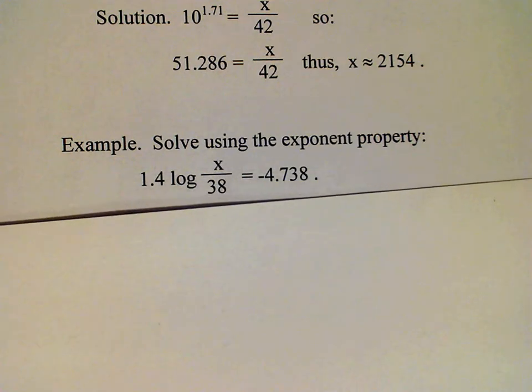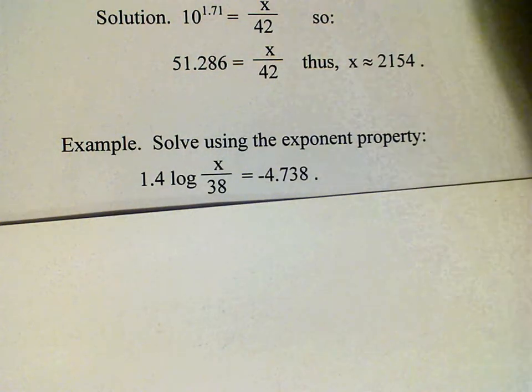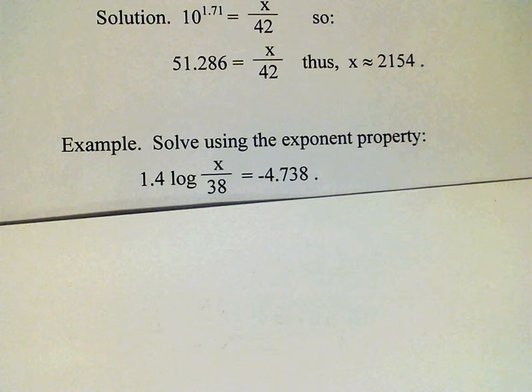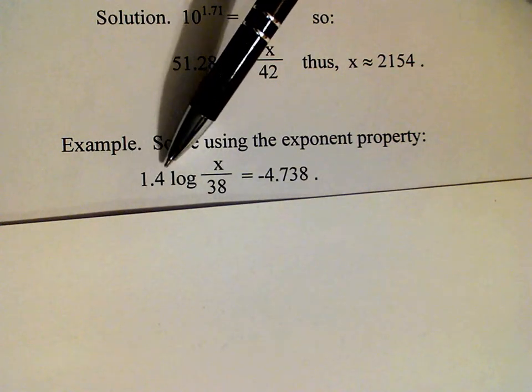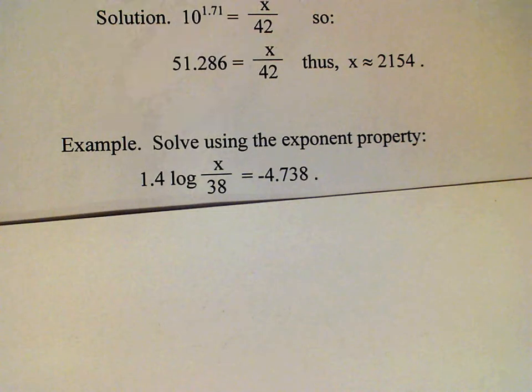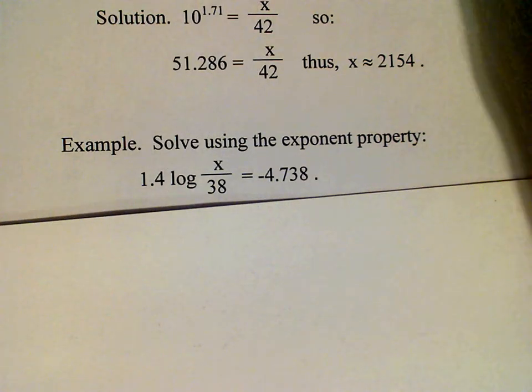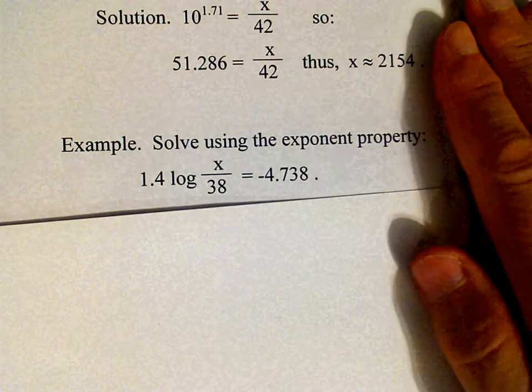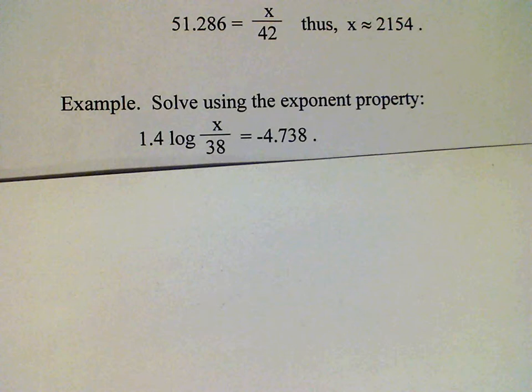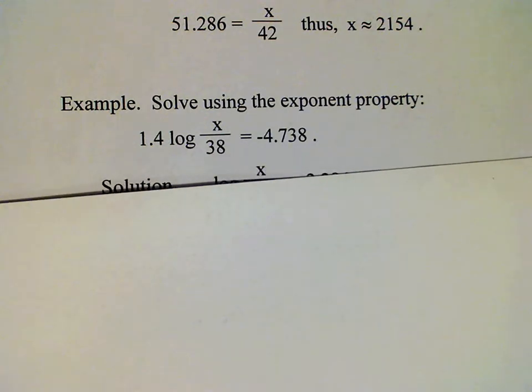Okay, next example, we have 1.4 times the log of x over 38 equals negative 4.738. Now in this case, the logarithm is multiplied by a factor. And so we're going to want to get rid of that factor first. So the first thing to do before we rewrite the equation is to divide by 1.4. Okay, then we're going to rewrite in exponential form.